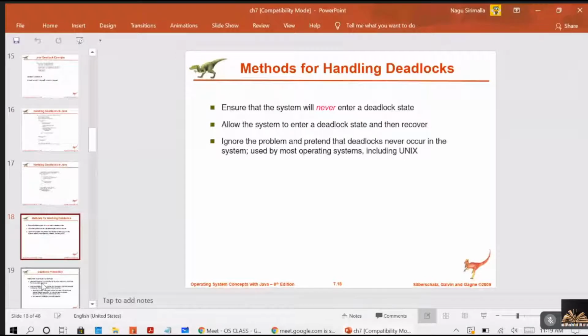See, we ensure that the system will never enter a deadlock state. This is one method. Another is to allow the system to enter the deadlock and recover. We try to recover from the deadlock situation. And finally, we simply ignore it and pretend that deadlock will never occur. Most of the operating systems, including Unix, do this.